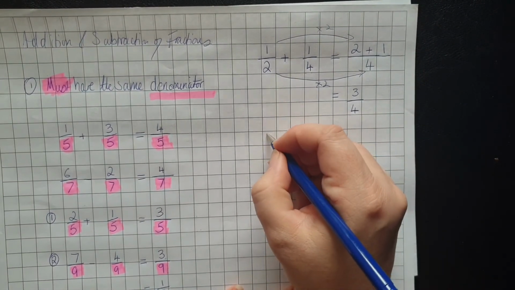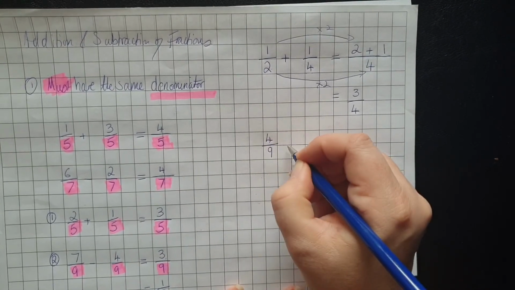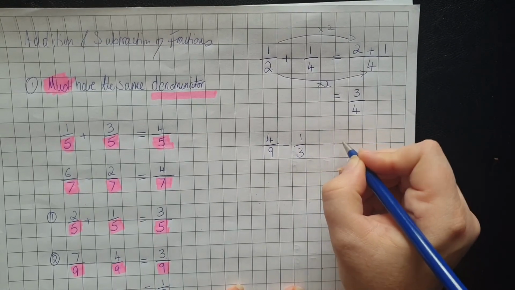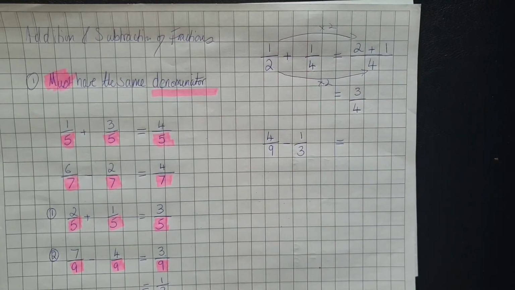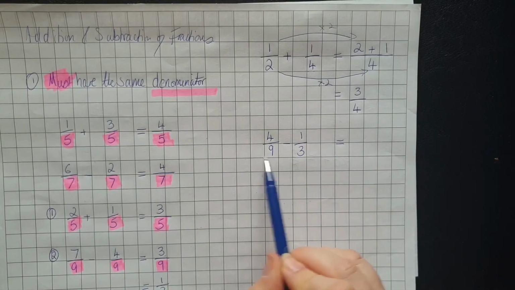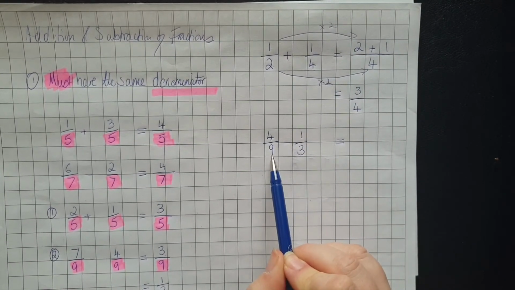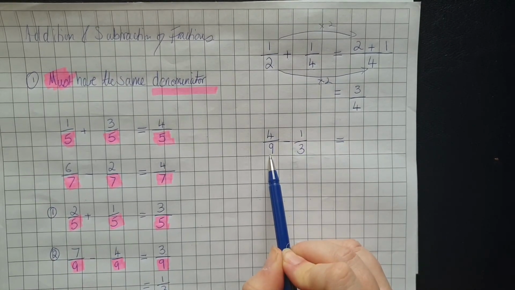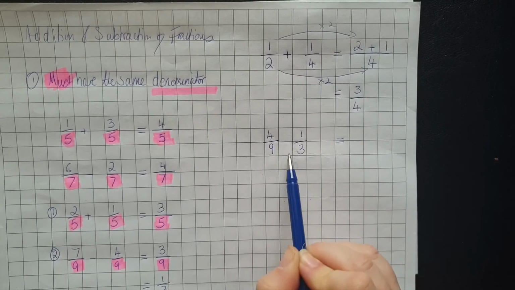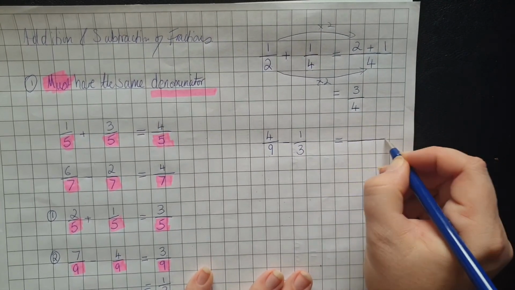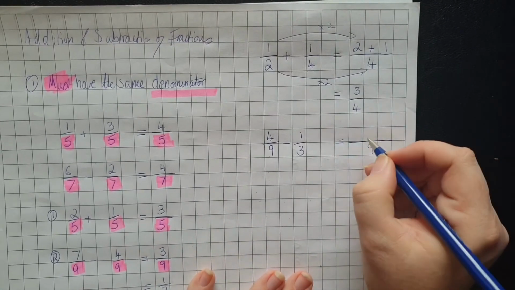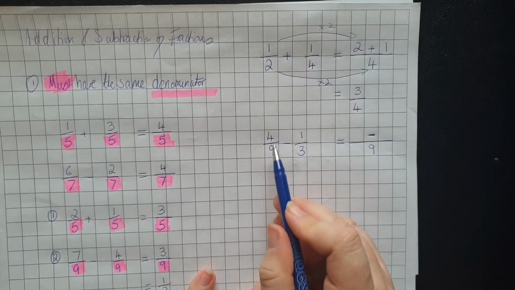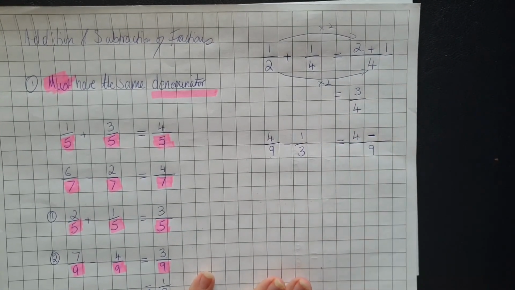Let's have 4/9 minus 1/3. Again, we're looking for what the common denominator could be. So 3 times 3 gives us 9. So if we change everything into ninths, we'll still be subtracting. We now just need to work out what. Well, 4/9 is already in ninths, so that is staying the same.